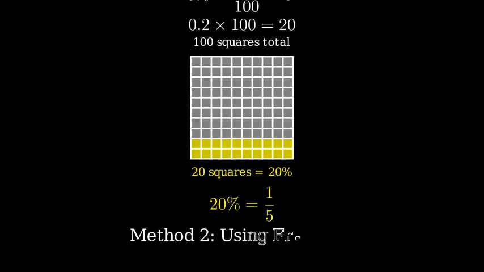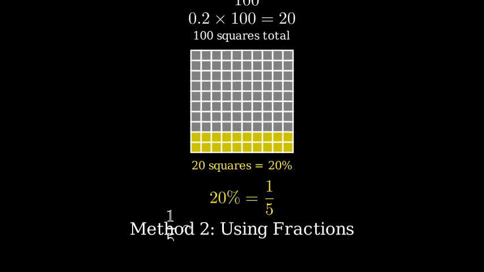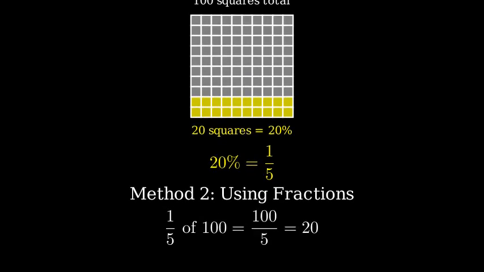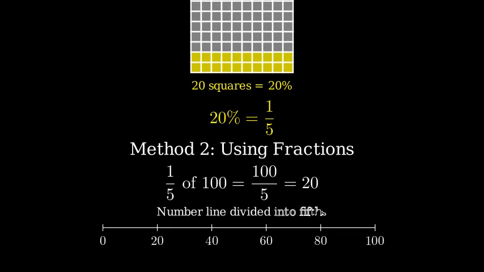This brings us to our second method. Since 20% is the same as 1/5, we can simply divide 100 by 5 to get 20. Let's see this on a number line. So we can see that both methods give us the same result.